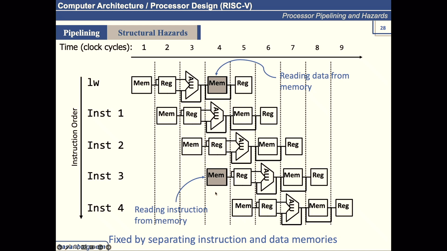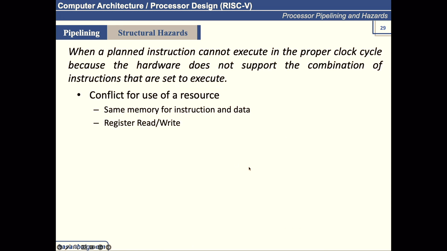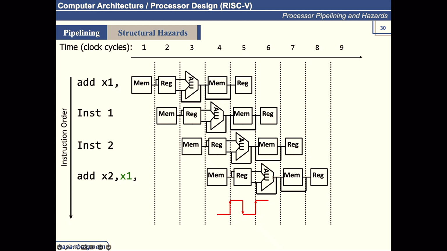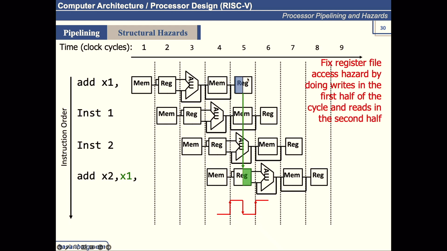So this is what we call the structural hazards. There are also hazards related to register read and write, and I have already demonstrated that we write the data into the register in the first half of the clock cycle and read the data from the register in the second half of the clock cycle. If we do not do this, we then have to halt the procedure here because we cannot execute this instruction at this instant of time.